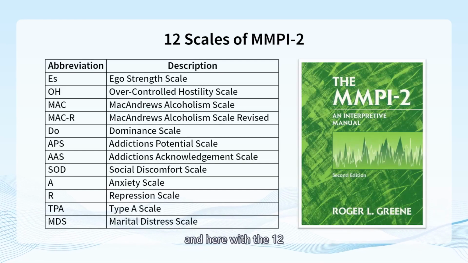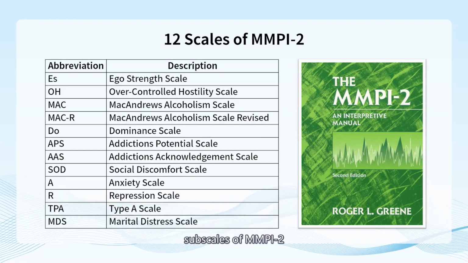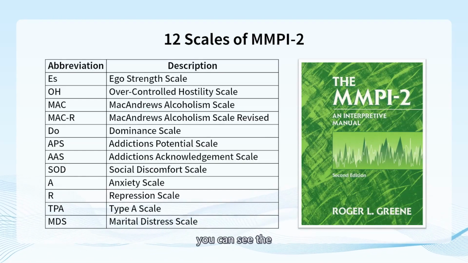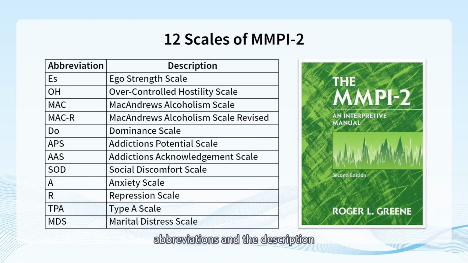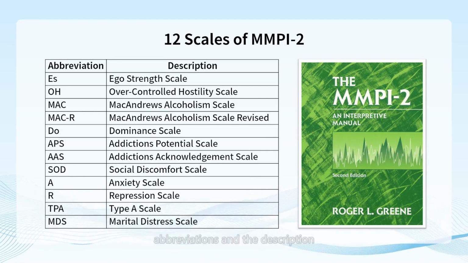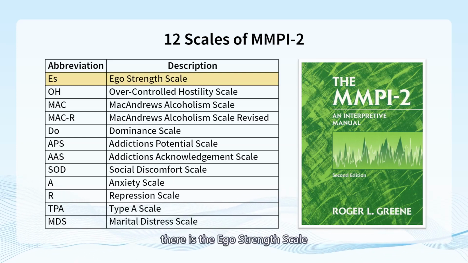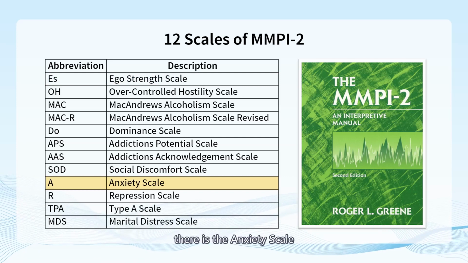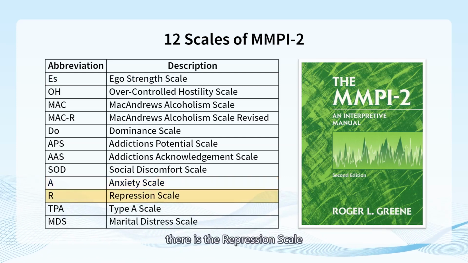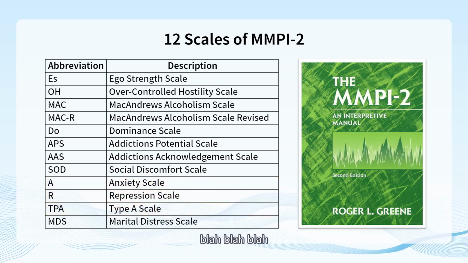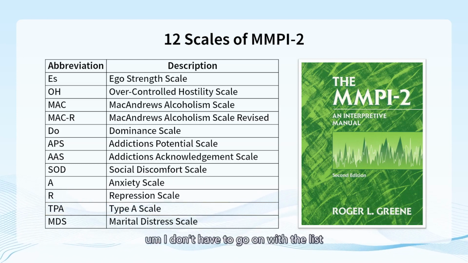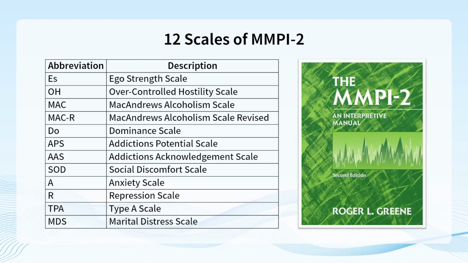And here are the 12 subscales of MMPI-2. You can see the abbreviations and the descriptions. For instance, there is the ego strength scale, the anxiety scale, the repression scale, the Type A scale, and so on. I don't have to go on with the list. You can just have a look.